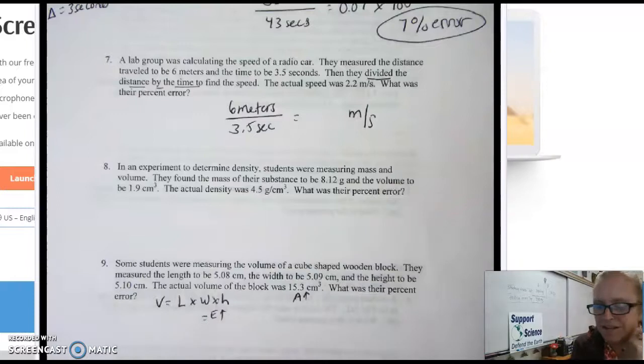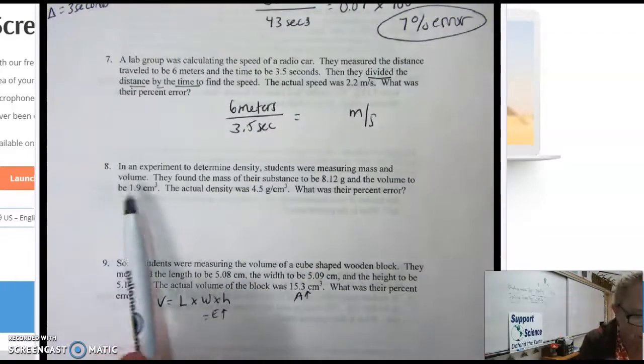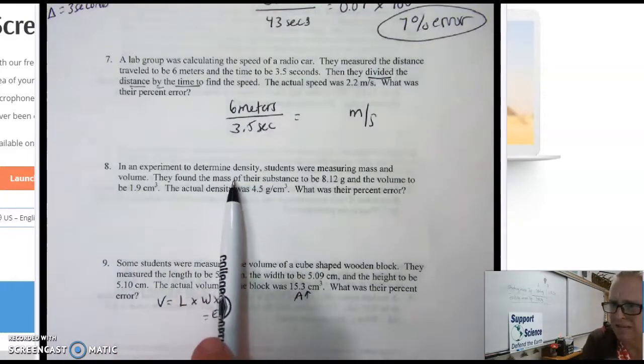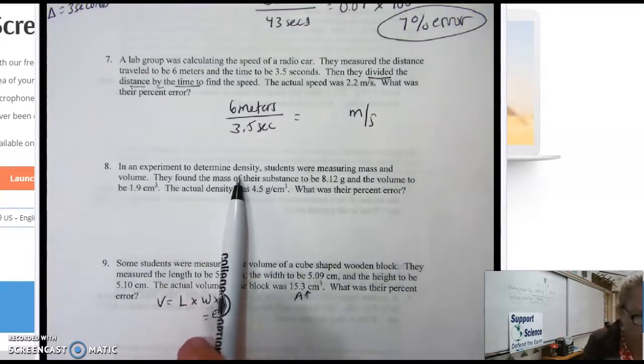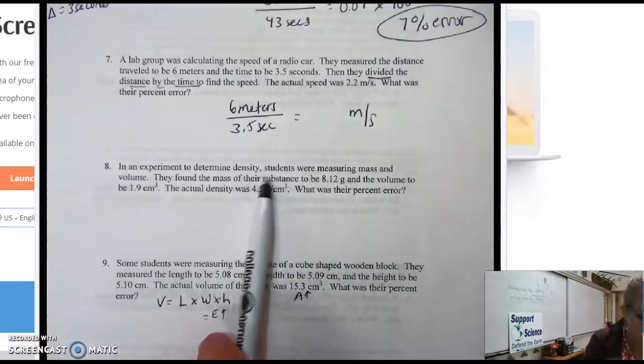All right, I decided to go back to number 8. So we're looking at density either tomorrow or later in the week, next week. I haven't decided what I want to do with you guys tomorrow yet.